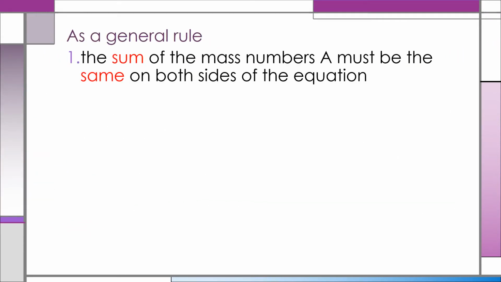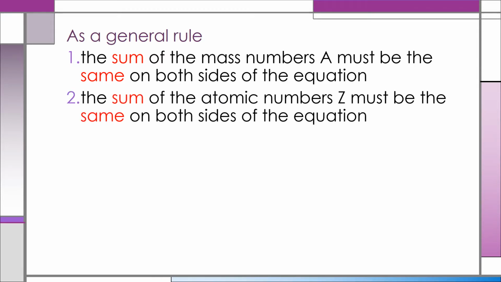Now, as a general rule, the sum of the mass numbers A must be the same on both sides of the equation, and the sum of the atomic numbers, which is Z, must be the same on both sides of the equation. So when we look at these nuclear equations, we notice that there's 238 nucleons at the beginning, and then at the end, the arrow represents that there's this decay that has happened. In chemistry, you're used to that, right? That the uranium yields this right here.